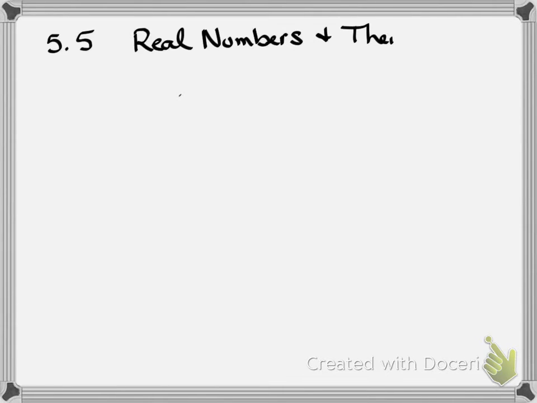So now that you've watched the Ed puzzle and you've learned about closure, we're going to just talk about 3 properties that you're very, very used to, or at least have been in the past, in this section 5.5, real numbers and their properties. And the first is the commutative property.